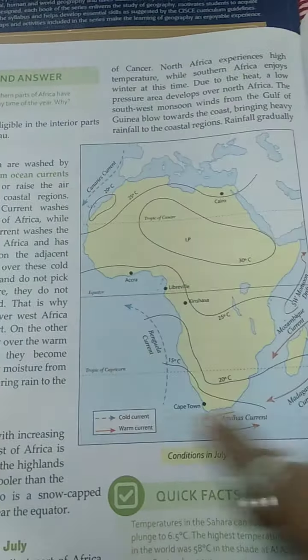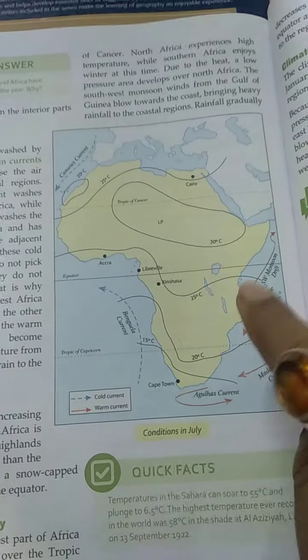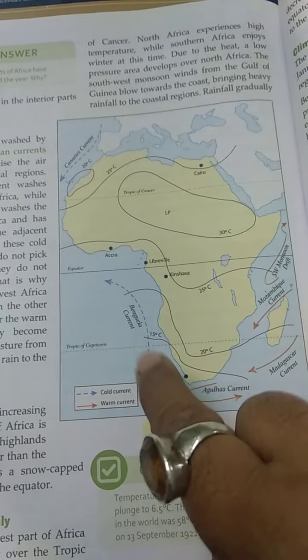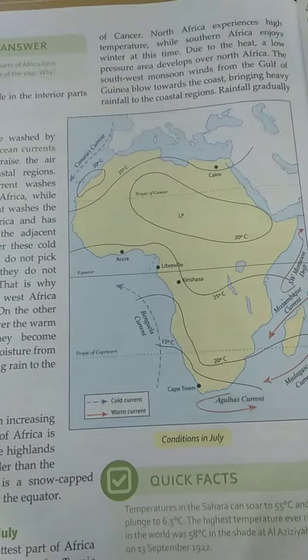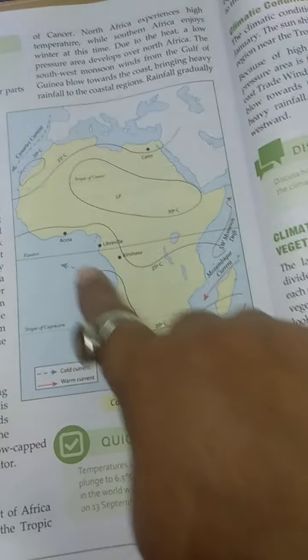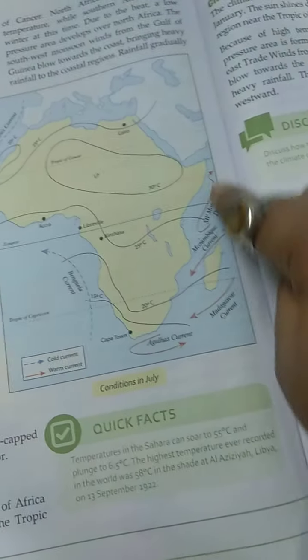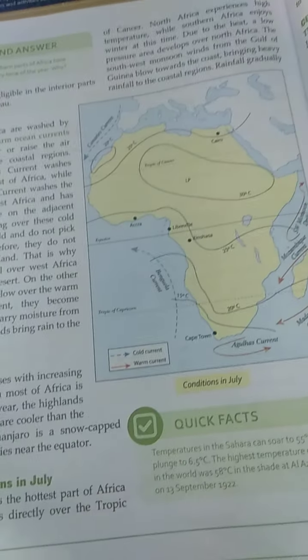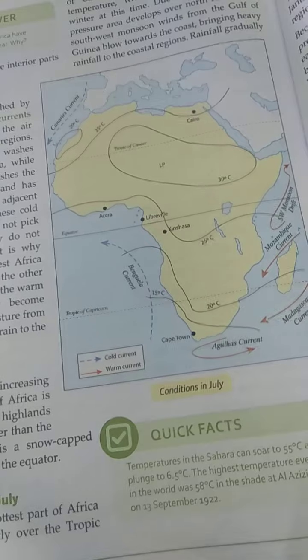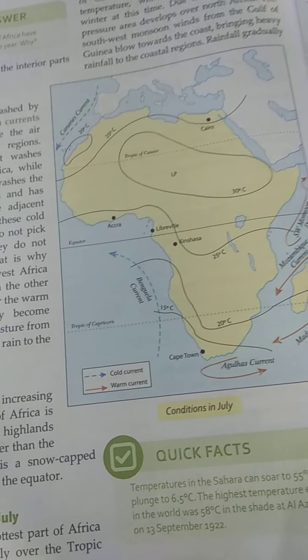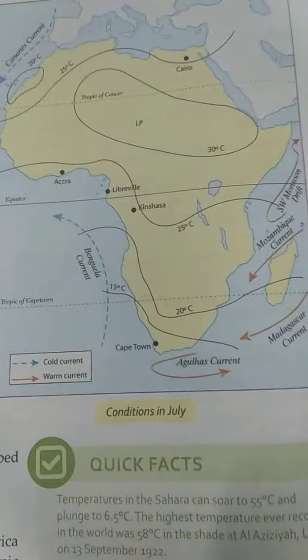As it is surrounded by ocean on all sides, it has warm and cold currents passing through these coasts. So see, these are cold currents, and these are warm currents. When the cold currents pass along any coast, they have some effect, and when the warm currents pass along some coast, it gives some other difference.